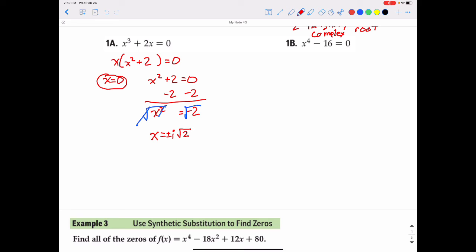So the number of solutions we have: 3 solutions. We have one real solution, or one real root. And then since we have plus or minus i square root of 2, that means we have 2 complex or imaginary roots as well.